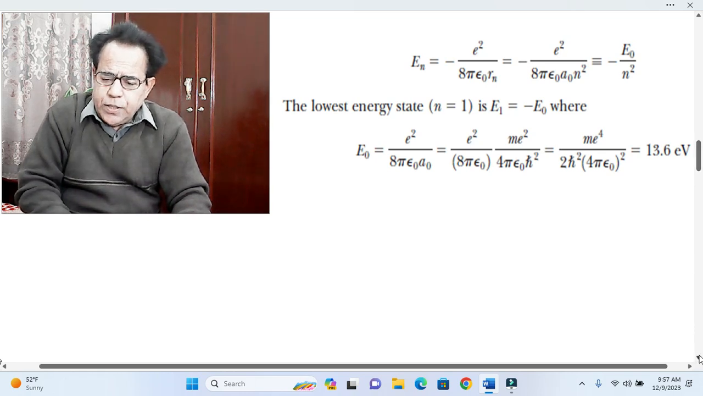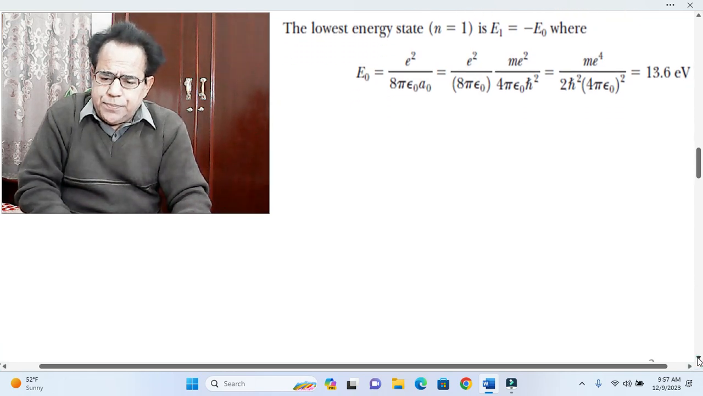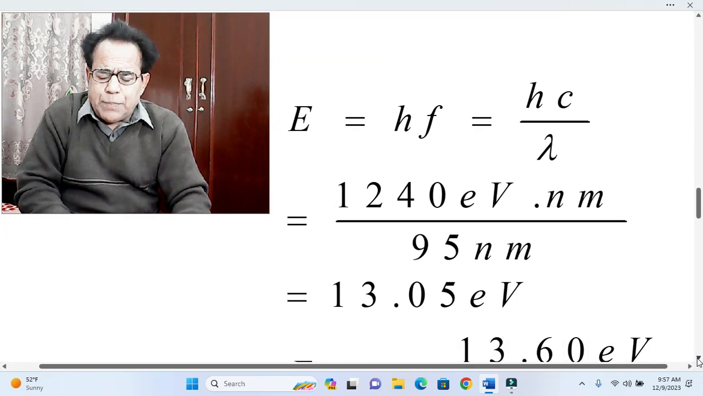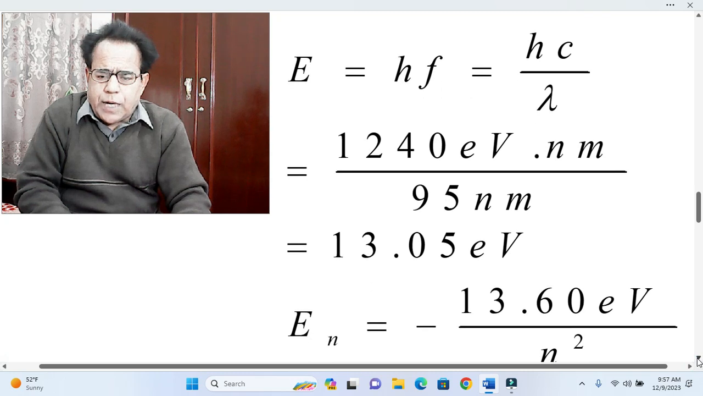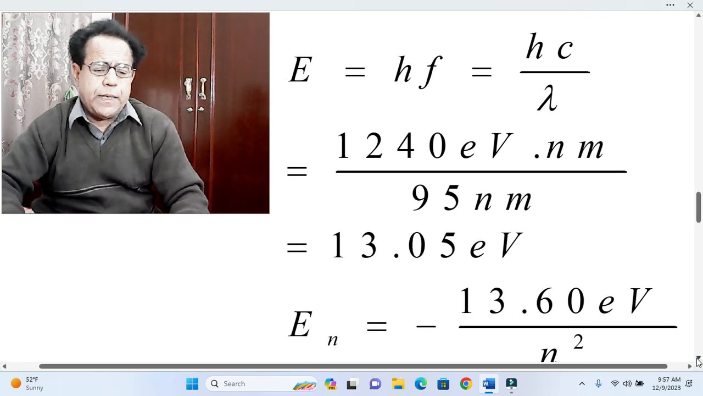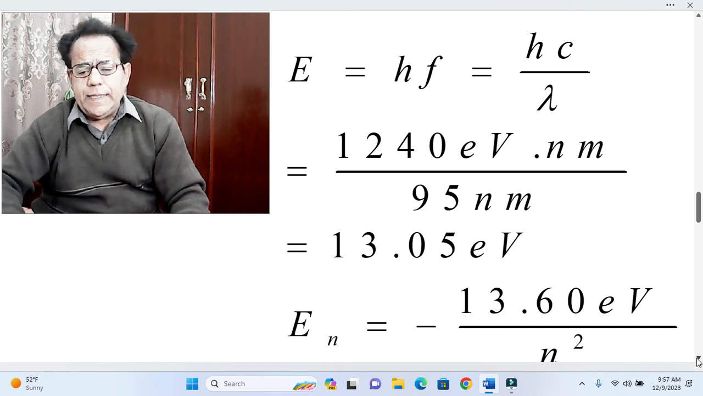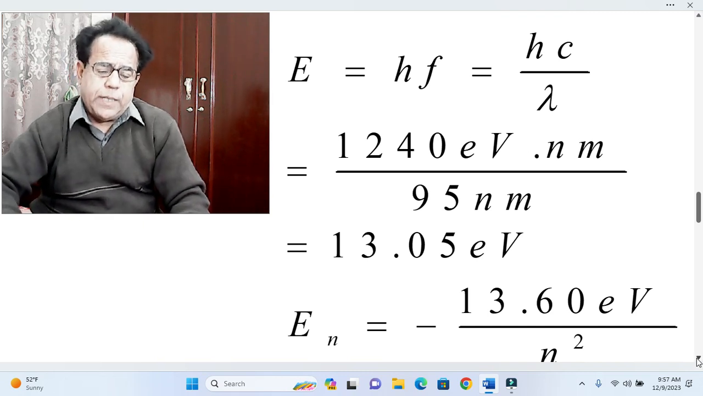Okay, so dear students, after introducing these snapshots, now we are going to start our solution in a regular manner, in a formal manner. Okay, E is equal to hf. This is equivalently equal to hc over lambda.